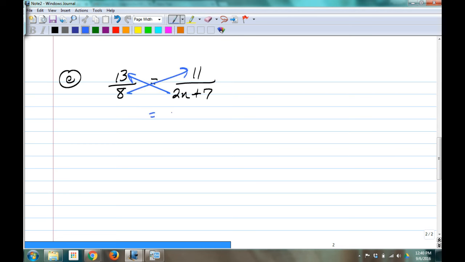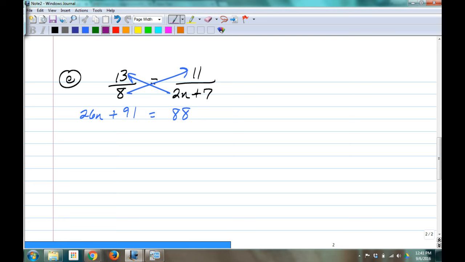One side, we have 88 on it, 8 times 11. The other side, 2n plus 7 times 13. What is that? What are you doing? Distributive property. So 13 times 2, 26. 13 times 7, 91. 70 plus 21. And then we solve that equation the way we already know how.